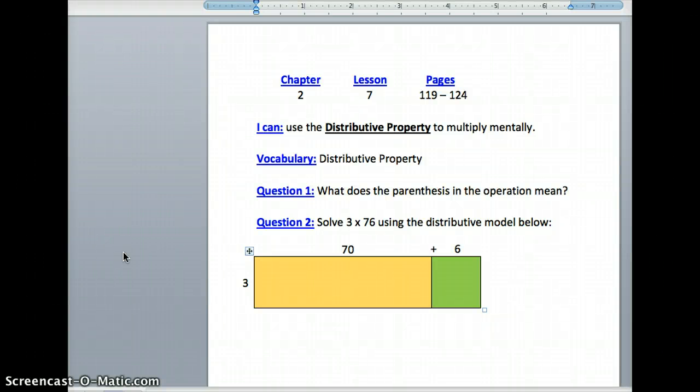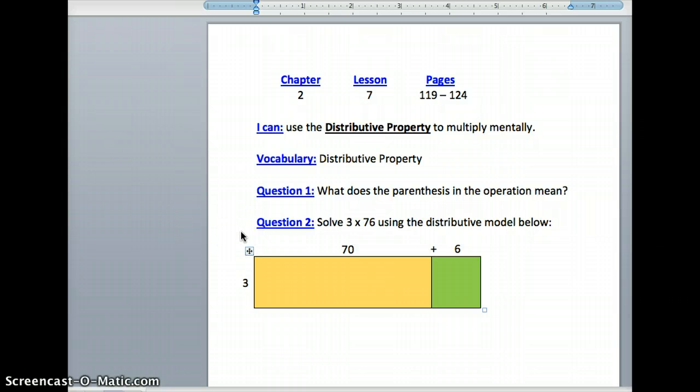Today's lesson is on Chapter 2, Lesson 7, on pages 119 through 124. Our objective is I can use the distributive property to multiply mentally. Vocabulary is distributive property. Question 1, what does the parenthesis in the operation mean?